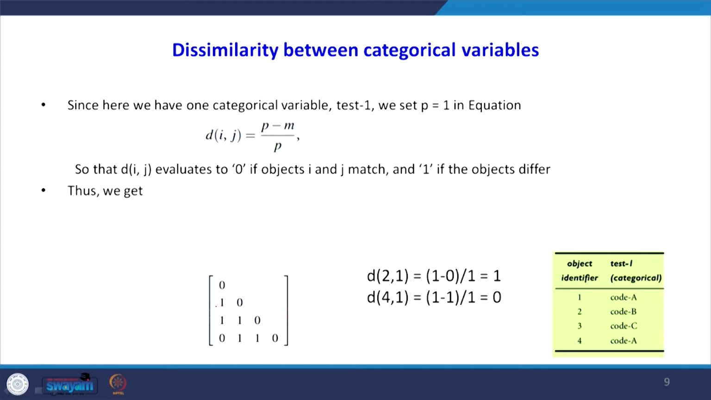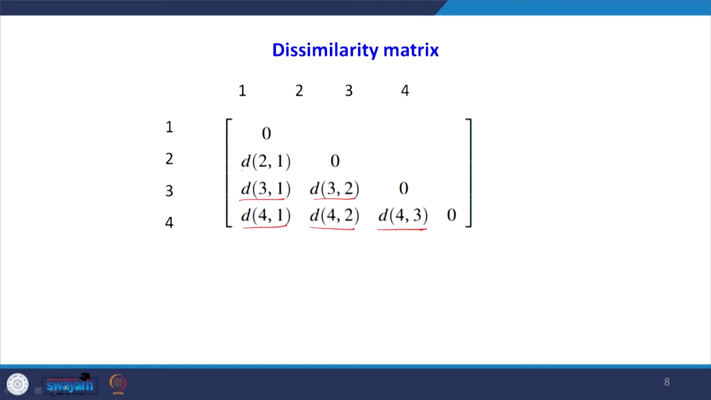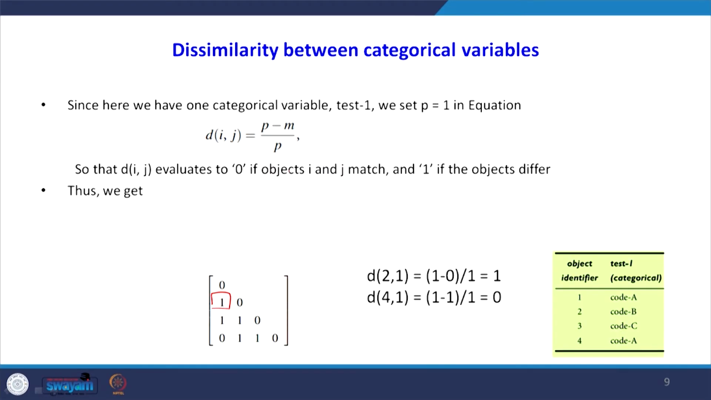Let us find out how this location has come. This value is 1. The distance between, you see this matrix, D2 1. So D2 1, we will use this formula (p minus m) divided by small p. So p is the number of variables, because here there is only one variable, minus m. When you compare 1 and 2, code A and code B, it is not matching. So the value of m is 0. So 1 minus 0 divided by p equal to 1, that is why we got this value 1.